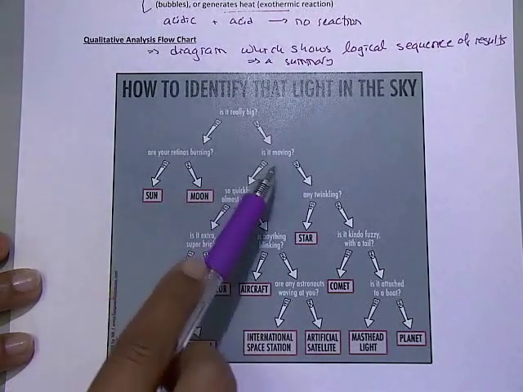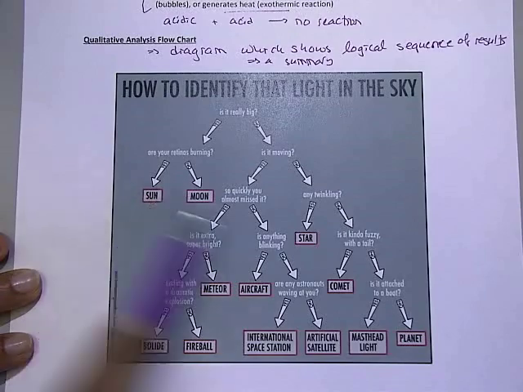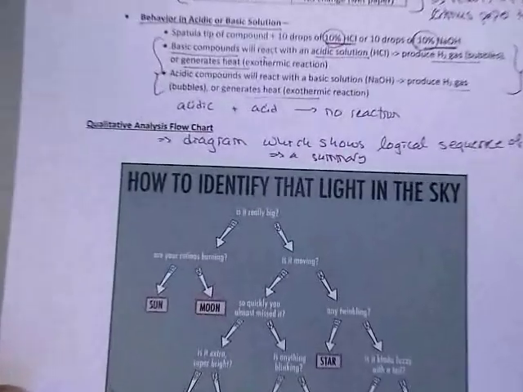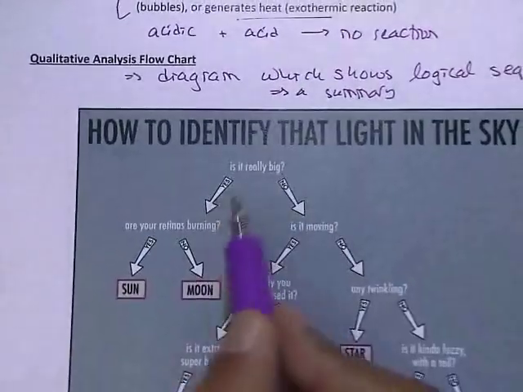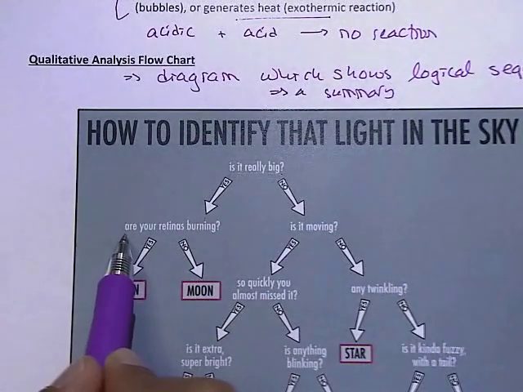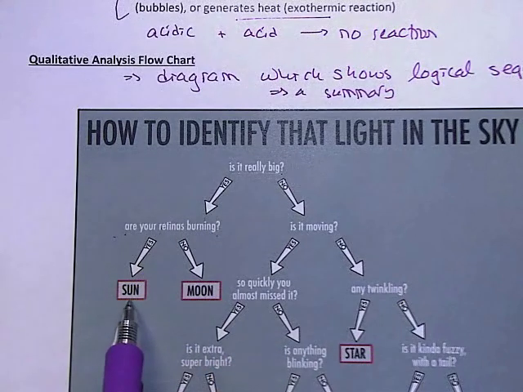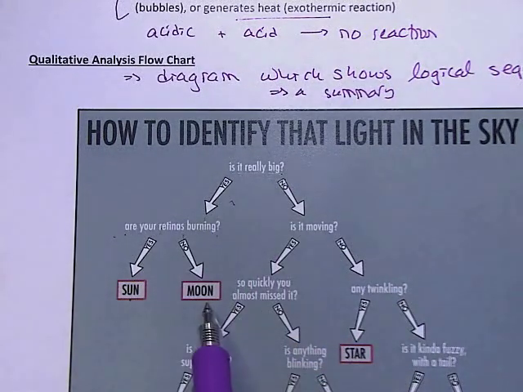If you notice here, everything that's in a red box, you can never have repeats. Your flowchart has to be very specific, so one question will always answer sun. You'll never have sun anywhere else. So let's go through this. First question: is it really big? If you say yes, then ask yourself a follow-up question. Are your retinas burning? If the answer is yes, then it's the sun. If your retinas are not burning, it's the moon.